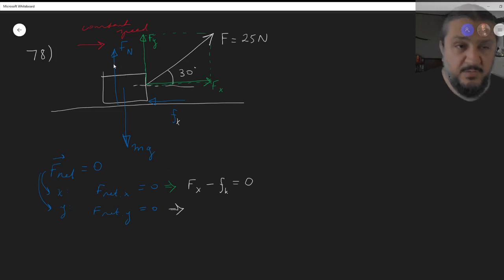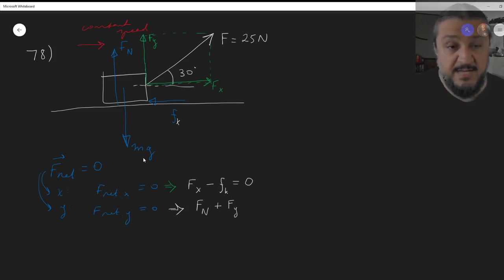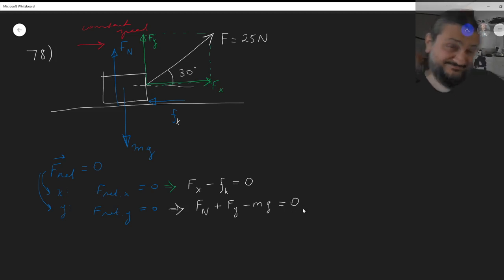Well, I have 1, 2, 3. Alright, I have the normal force pointing up. I have Fy, the y component of F, pointing up, and mg pointing downward. I'm going to subtract it from the rest, is equal to 0. Okay?